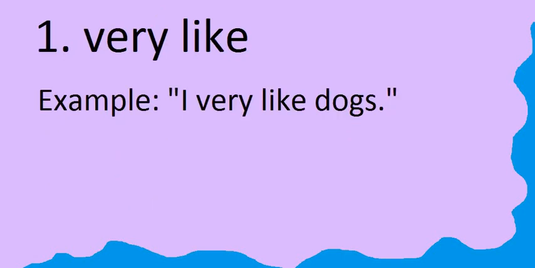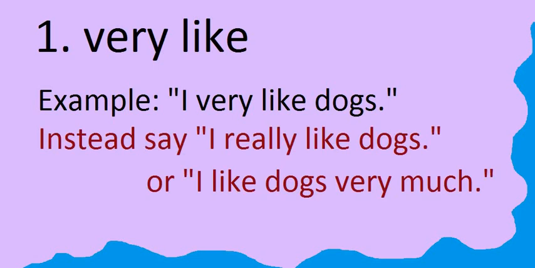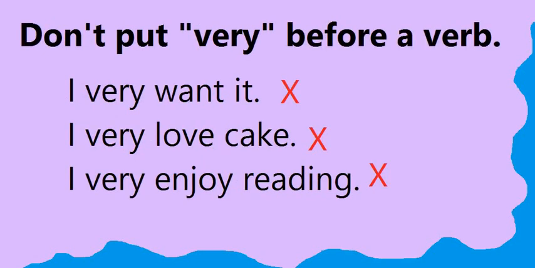For example, I very like dogs. What's the problem here? Well, we can't use very in front of a verb. So instead we should say I really like dogs, or I like dogs very much. Don't put very before a verb. So I very want it. No. I very love cake. No. I very enjoy reading. No. We can replace the very with really.